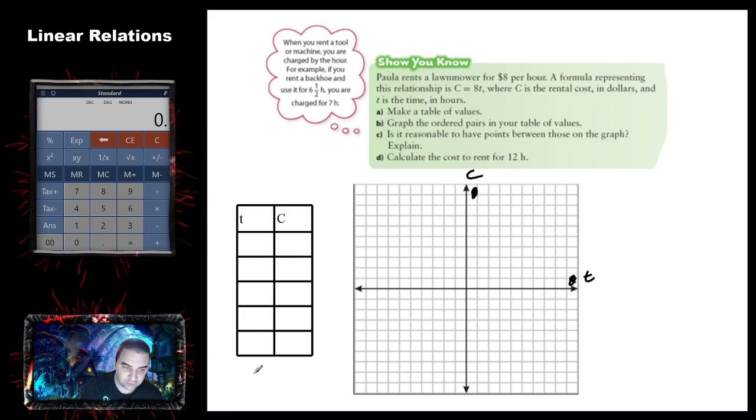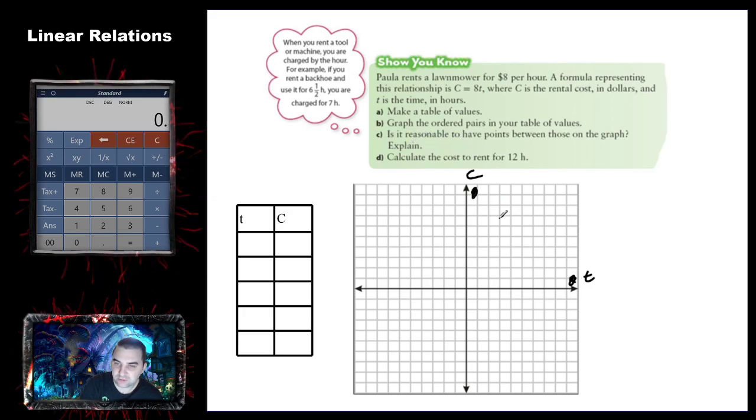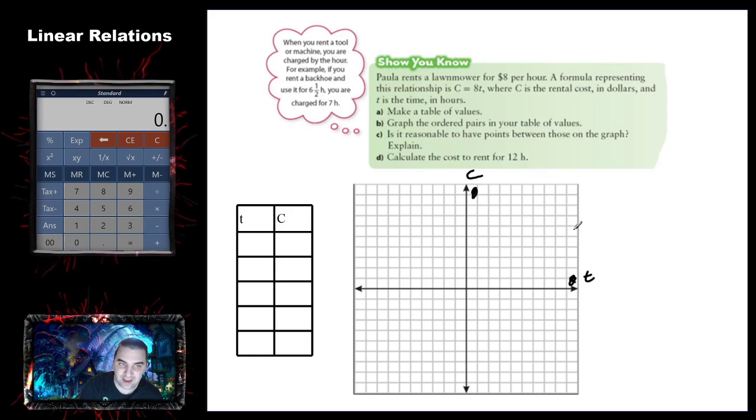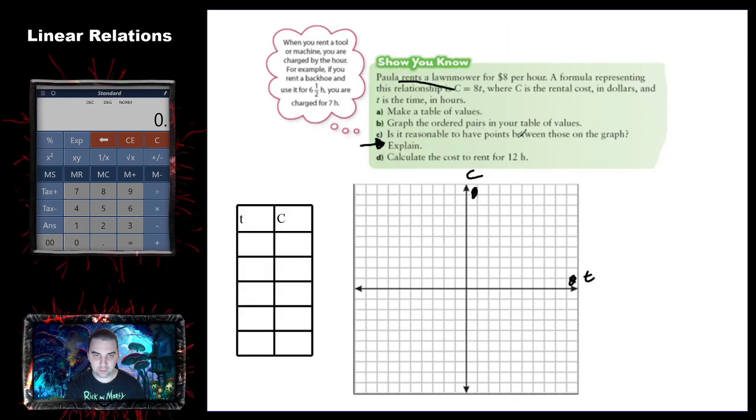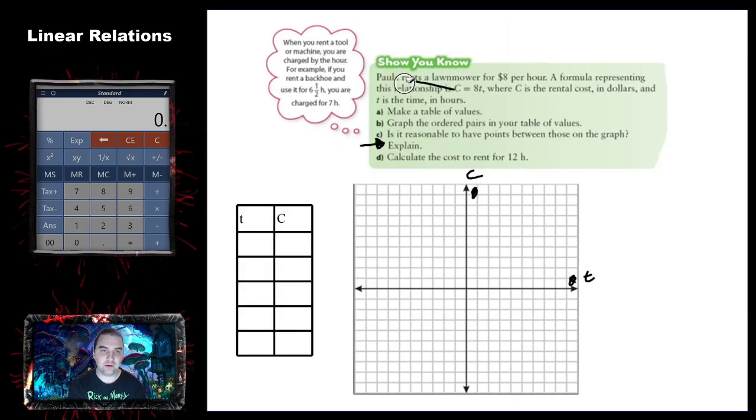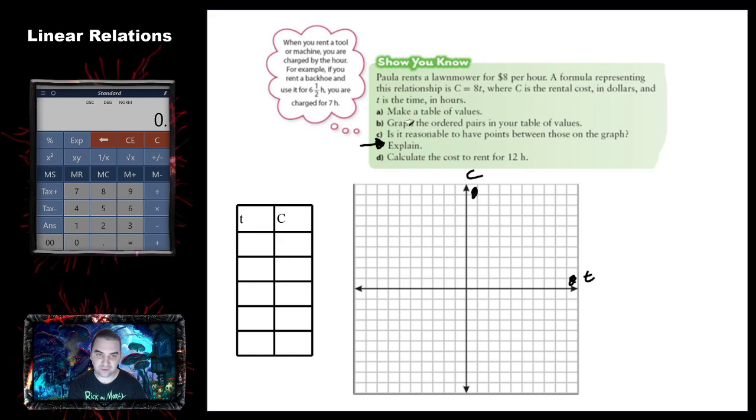You're going to make a table of values first, then you are going to graph the ordered pairs, and then you're going to think about whether it's reasonable to have points in between, and you can calculate the cost for 12 hours. And I want you, especially on this one, to consider whether it's reasonable to have points between those based on the fact that she's renting a lawnmower. Okay, that's important. All right, so pause the video at this point, and we are going to check through your answers in a very short minute here.